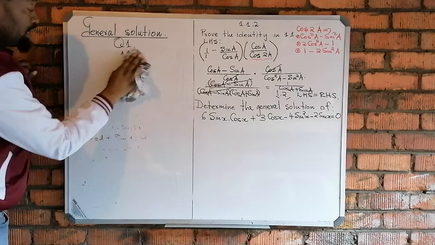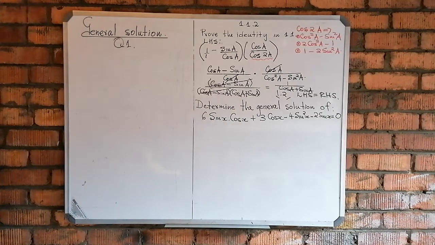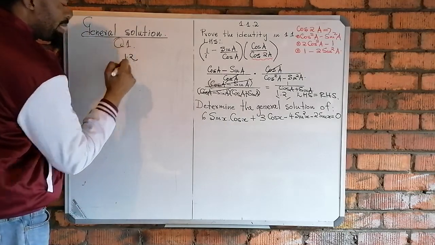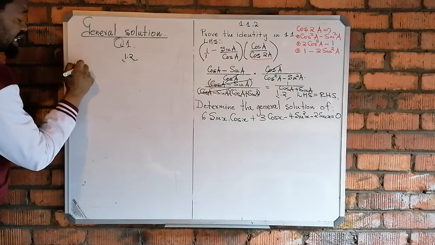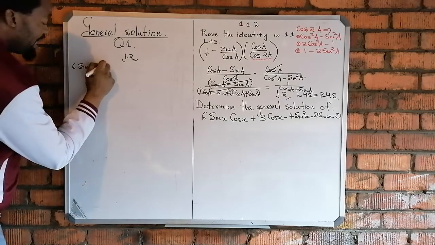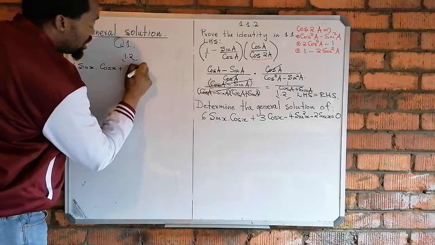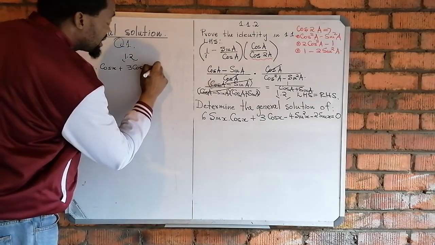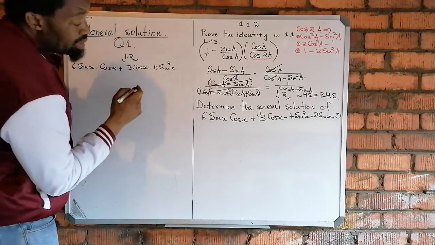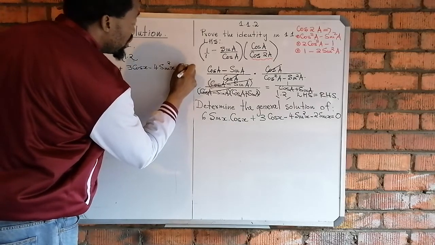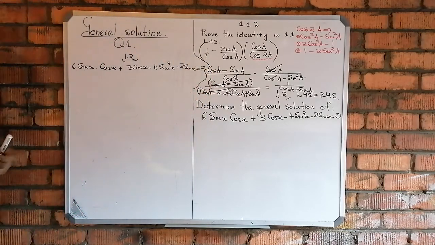Moving to the next one, which is 1.2. In 1.2, they say to us, determine the general solution of this equation. 6 sine x multiplied by cos x plus 3 cos x minus 4 sine squared x minus 2 sine x, which is said to be equal to 0.